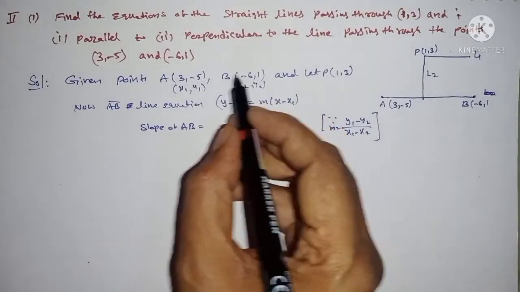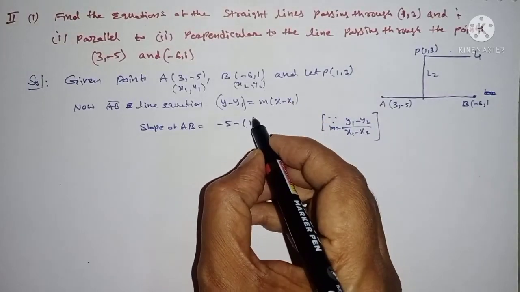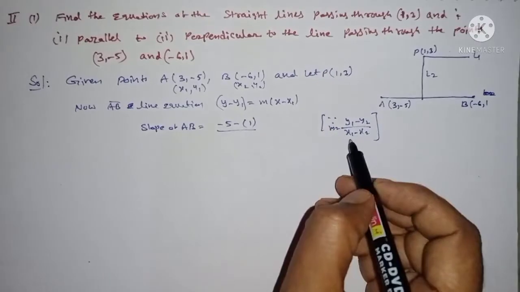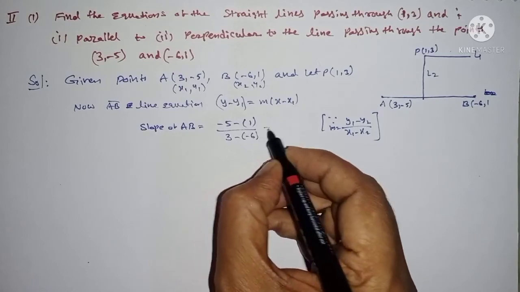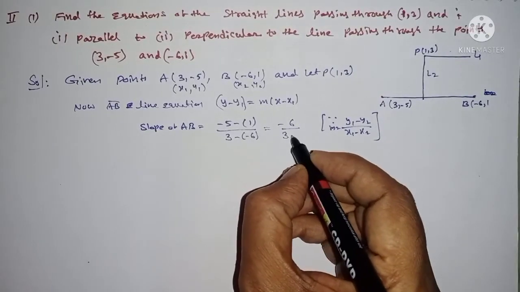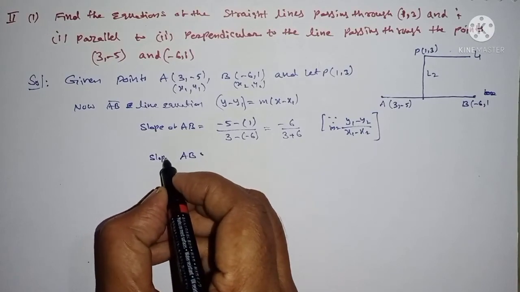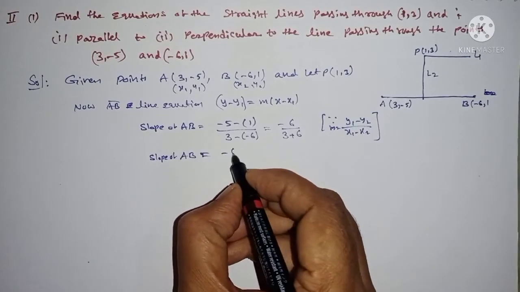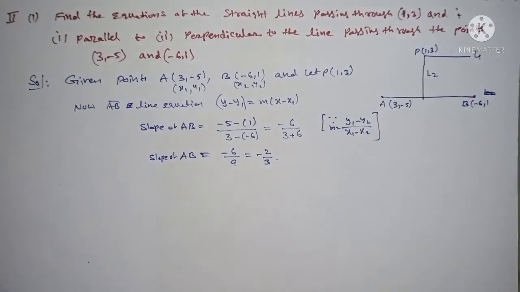What is the slope? You can write here: y1 is minus 5, minus y2 is minus 1. Again, x1 minus x2 is 3 minus of minus 6. Minus 5 minus 1 is minus 6, and this is 3 plus 6. Therefore, the AB slope is minus 6 by 9, that is minus 2 by 3. This is finding the slope.